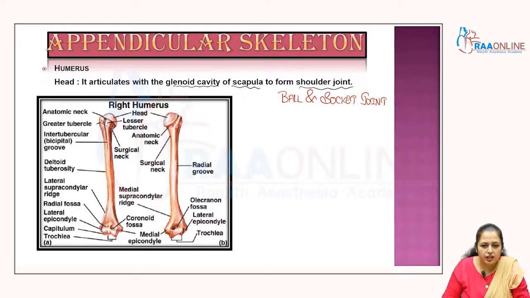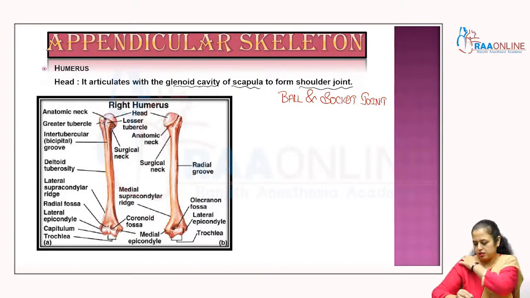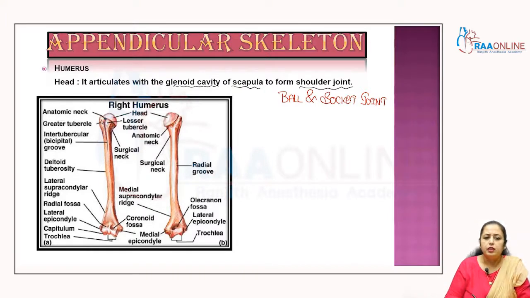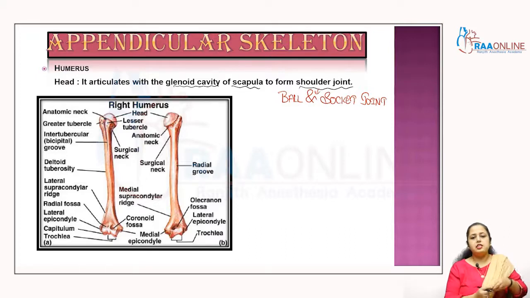In this portion, questions will be asked, right? But you have to know where it is present in your body. There is no need to memorize all these names, but you have to know how your bone is and where it is present, right? So just memorize that the head of the humerus articulates with the glenoid cavity of the scapula and forms the shoulder joint, and this is an example of a ball and socket joint.